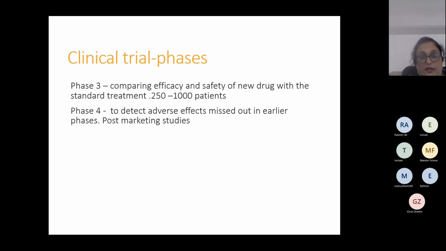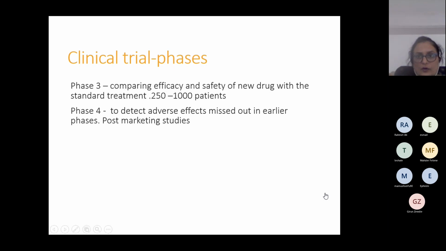Phase 3 is comparing the efficacy and safety of the new drug with the standard treatment. Generally here the group of patients is very large, 250 to 1000 patients, because here you're going to decide whether the drug or the combination is going to be approved or not.